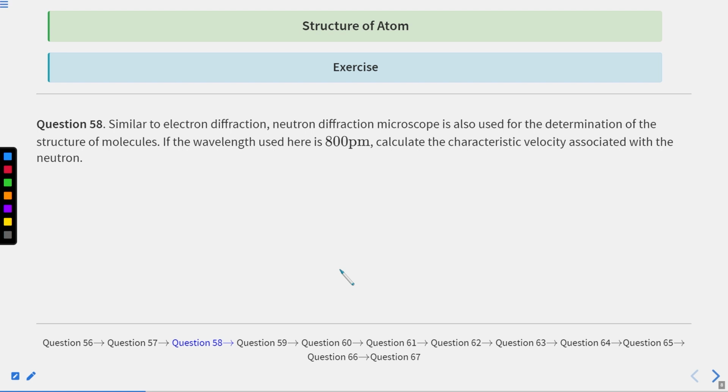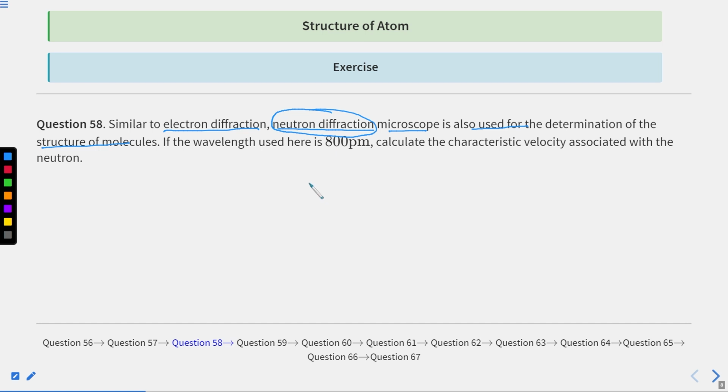Next, what does the next question say? Similar to electron diffraction, neutron diffraction microscope is also used for the determination of the structure of molecules. We can take neutrons also, although a neutron is not taken often because electron has a very light mass, very light as compared to neutron and proton. If something has a heavy mass, then it is not appropriate for a given structure, or say it is not applicable everywhere, but still neutron microscopes are also used.